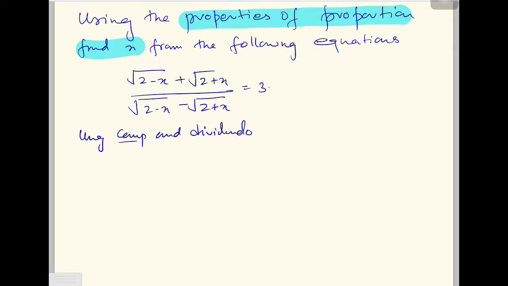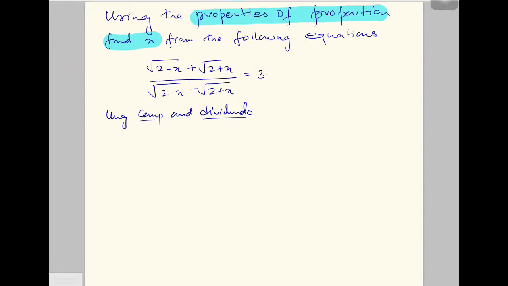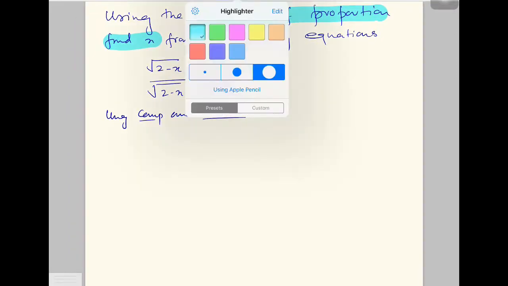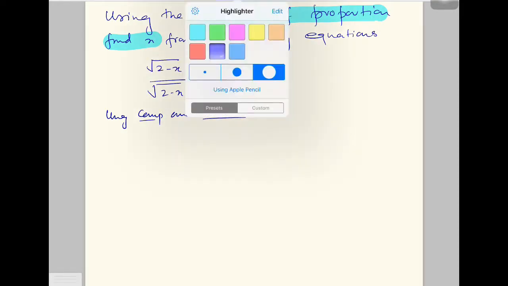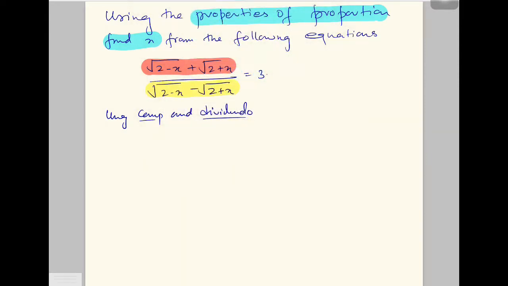So I've written in shortcut componendo and dividendo. So what do I get? Componendo, dividendo means numerator. Let me show you numerator. Let me highlight in a different color. Numerator, the red one, numerator plus denominator would be the yellow one. Okay, so numerator plus denominator, numerator minus denominator.